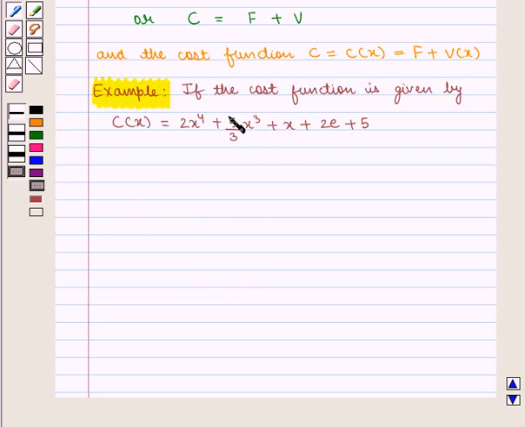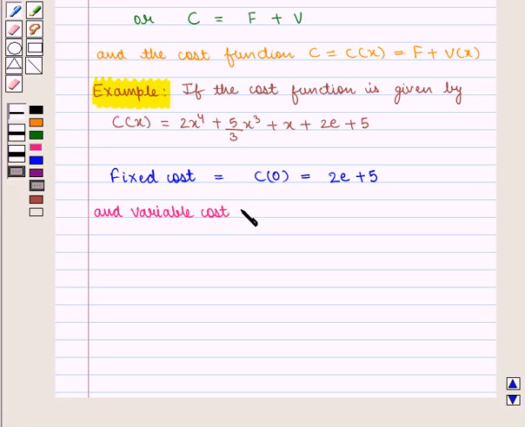Let us take an example. If the cost function is given by C of X is equal to 2 into X raised to power 4 plus 5 by 3 into X raised to power 3 plus X plus twice of E plus 5, then here the fixed cost is given by C of 0, that is we put the value of X as 0 in C of X and we get twice of E plus 5, and variable cost is given by 2 into X raised to power 4 plus 5 by 3 into X raised to power 3 plus X.